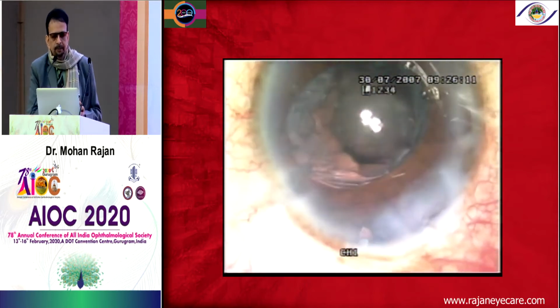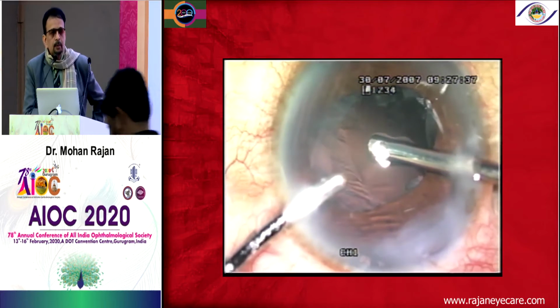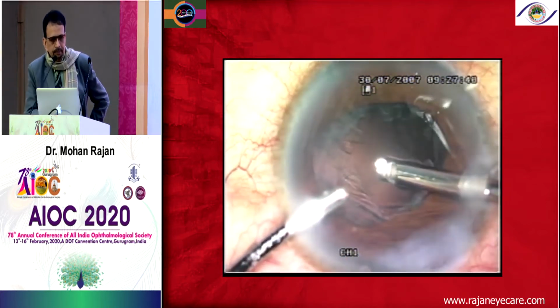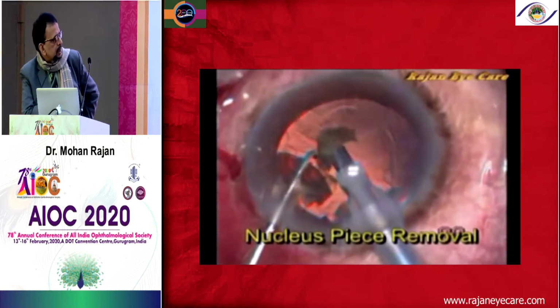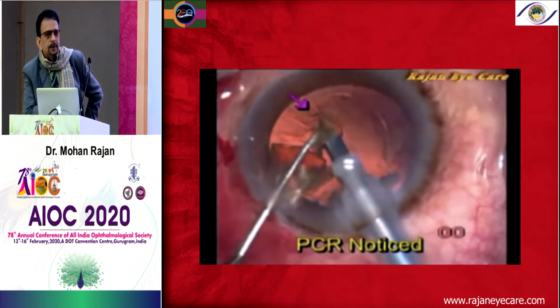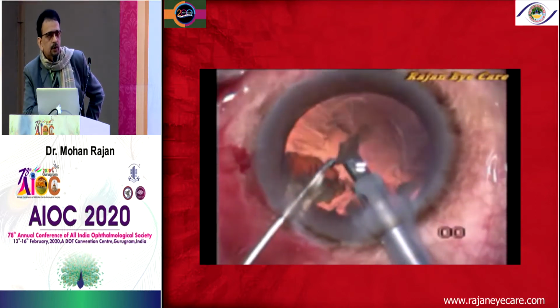Once you have the PCR, don't use the main port at all. Use the two side ports. Remove the vitreous first, and then remove the cortex later as well. You can see this is another patient with PCR. Can anybody tell me what is the reason for the PCR in this patient? Any of the postgraduates, if any of you are doing phaco?